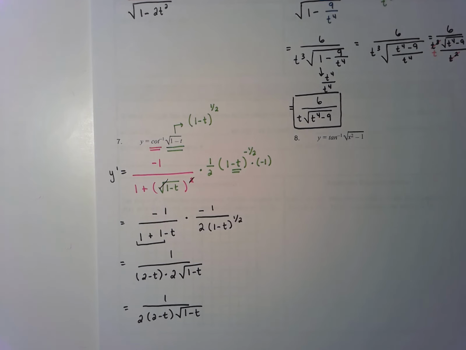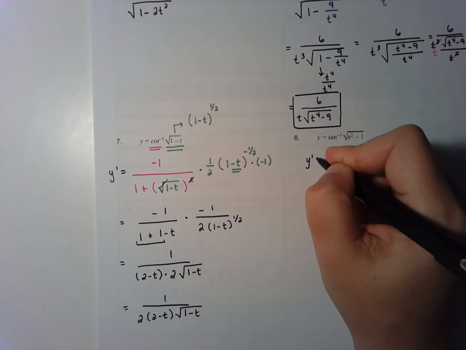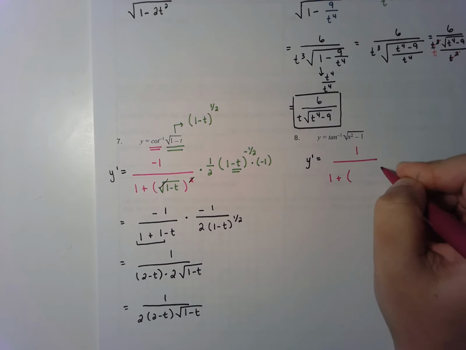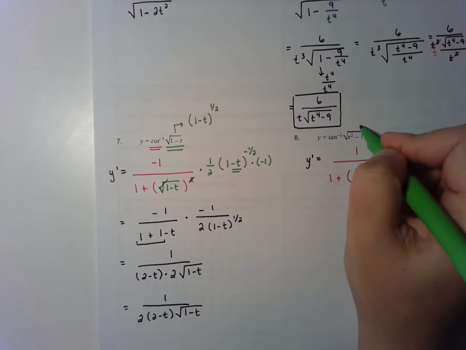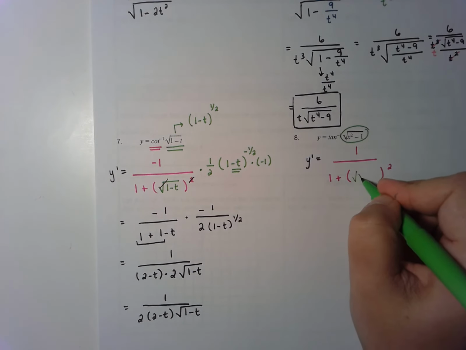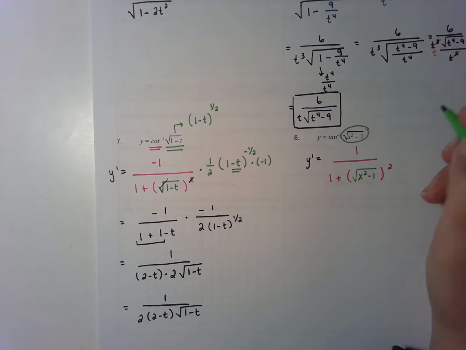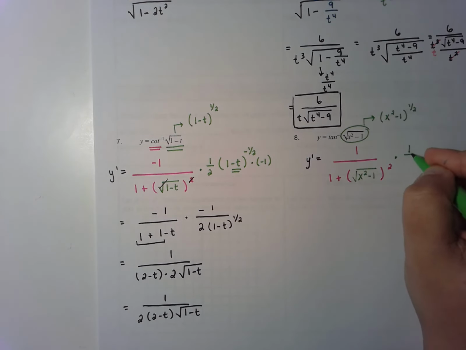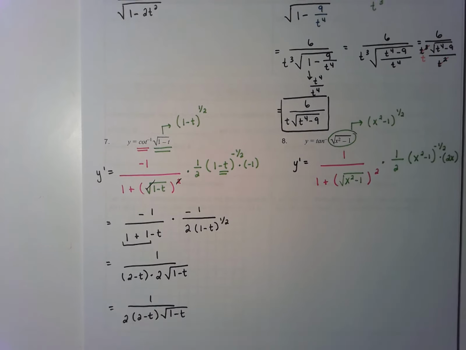All right, one last problem. Let's say that y is equal to inverse tangent. So y prime would be the derivative of inverse tangent, which is 1 over 1 plus the stuff squared. In this case, the stuff is the square root of x squared minus 1. Then we need to multiply by the derivative of the stuff. I think it's easier to do that if we rewrite this with a 1/2 power. So I would have times 1/2, and then x squared minus 1 to the negative 1/2 power, times 2x.